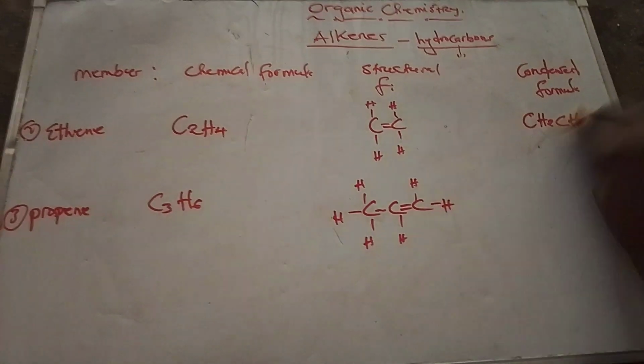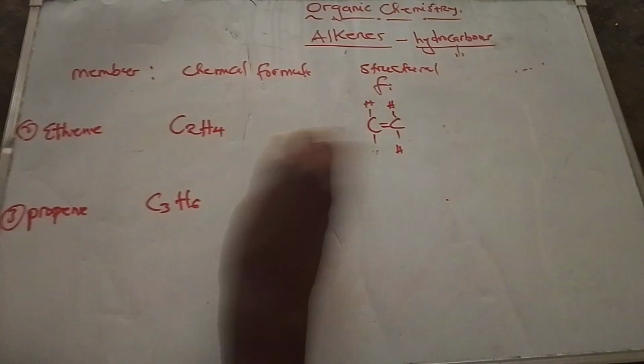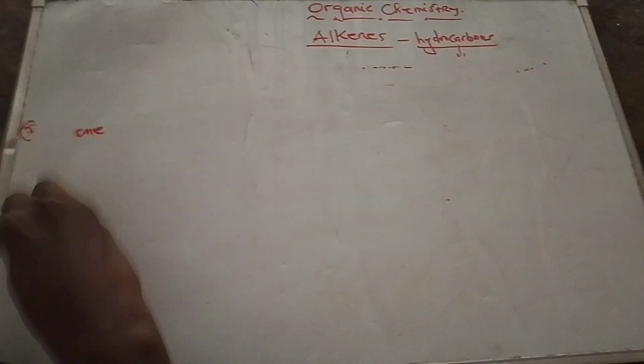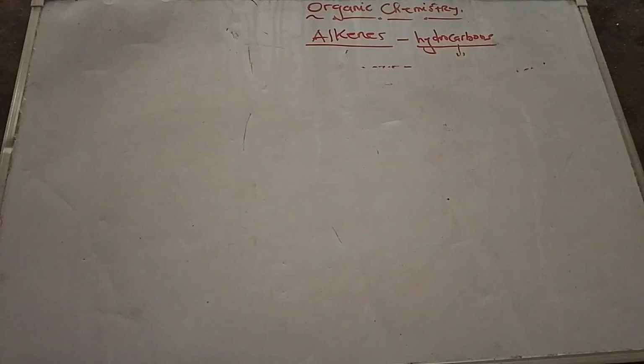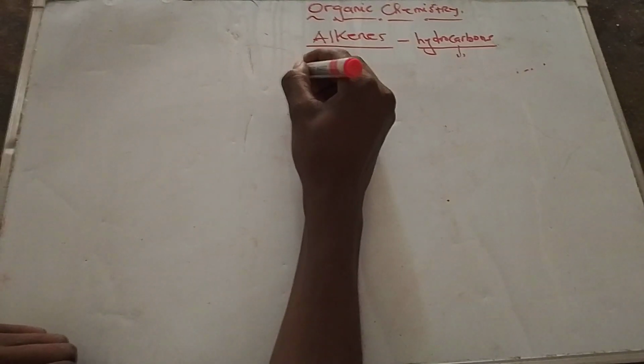Having looked at how to write the condensed formula, the structural formula, and the chemical formula, we can now look at isomerism.